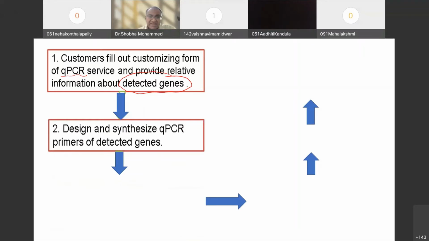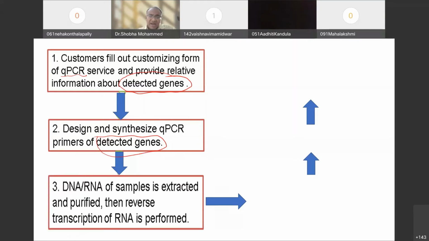Second, design and synthesis of the qPCR primers for the detected genes. Say I'm looking for an autism gene, or I'm looking for a particular hepatitis B gene here. So what these people will do is take the ready-made primers they have and throw them into that particular fluid. So they prepare it. How they prepare the primers, I'll tell you by using a software.